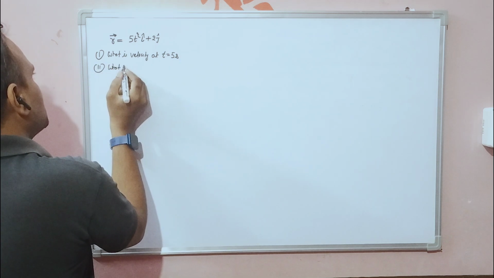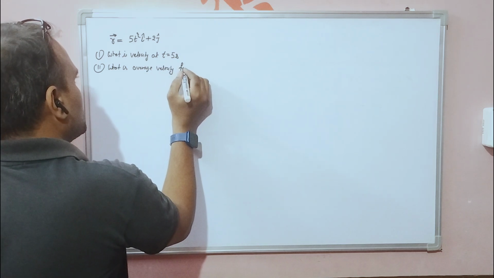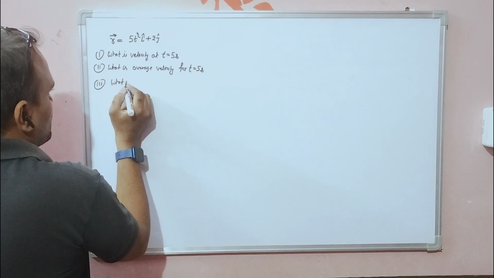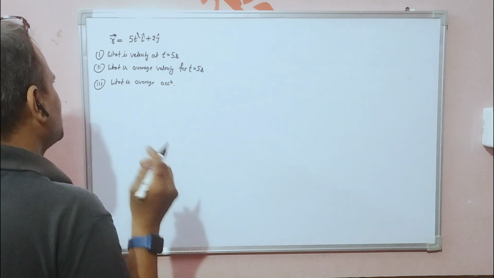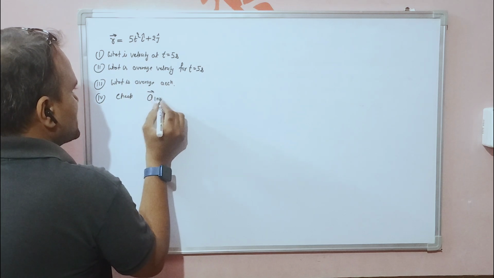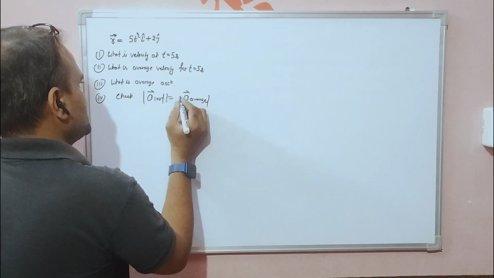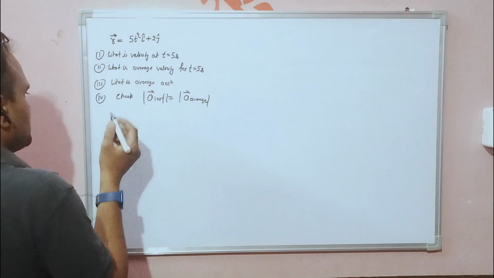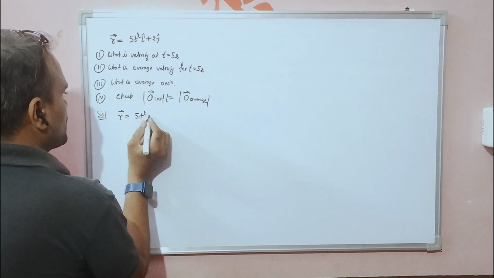B part is, what is average velocity for time t equal to 5 seconds? And the third question is, what is average acceleration? Okay, now let's add one more part to this. Check whether magnitude of instantaneous acceleration is equal to magnitude of average acceleration. Okay, so now let's solve each and every part one by one. So let's write down this equation once again. R equal to 5t square i cap plus 2j.